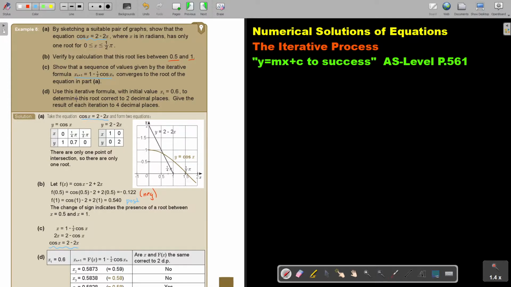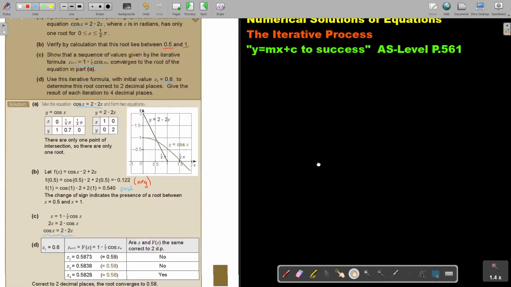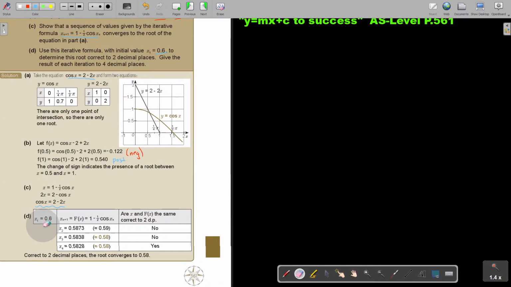Then use this iterative formula with initial value 0.6, so they tell you to start with that one, to determine this root correct to 2 decimal places. Give the results of each iteration to 4 decimal places. Remember how we did that previously? We first put this in the memory, so we say 0.6 equals. Now it's in the memory. Now we press 1 minus, you can put a bracket, 1 divided by 2 multiplied by cos Ans, close the bracket, and then you just press equal.